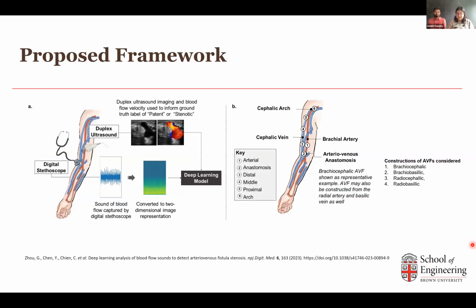The paper talks about the blood flow sounds, which are recorded using a digital stethoscope at 6 different locations along each patient's AVF, where the dataset contained different constructions of AVF. The authors have pre-processed and converted the one-dimensional blood flow audio signals into two-dimensional image representations to leverage the state-of-the-art models developed by the computer vision community. These models are trained using supervised learning with labels validated from a concurrent duplex ultrasound.